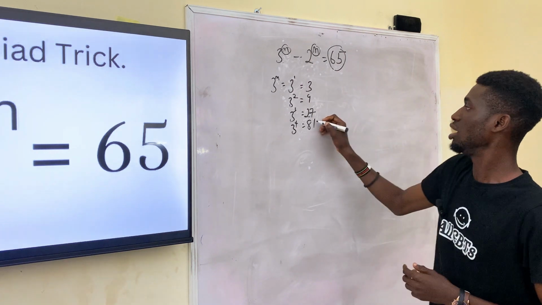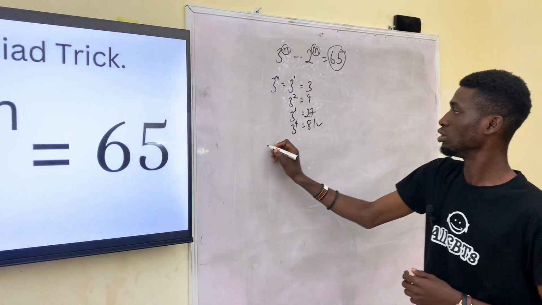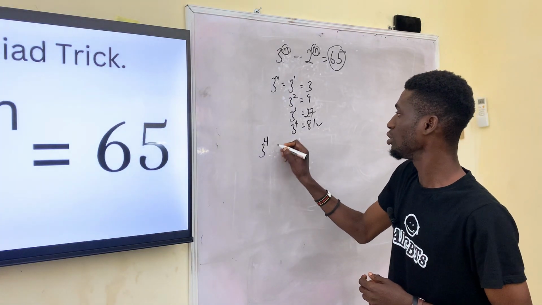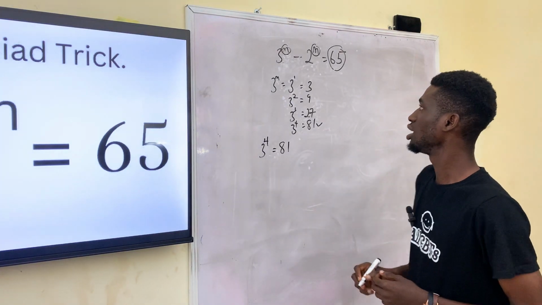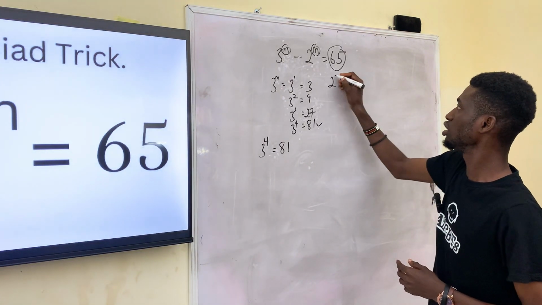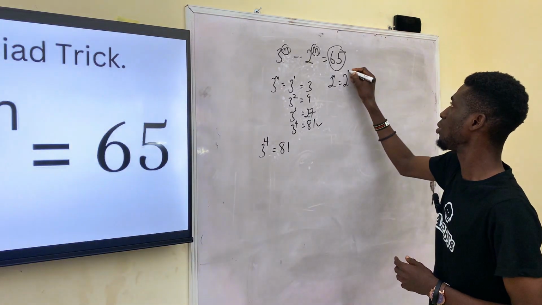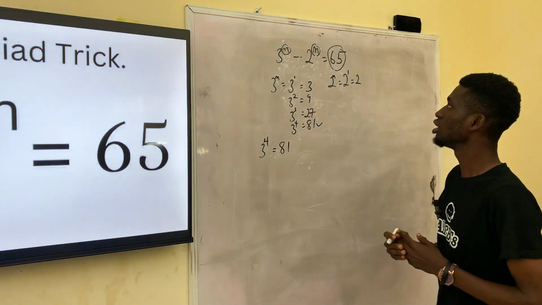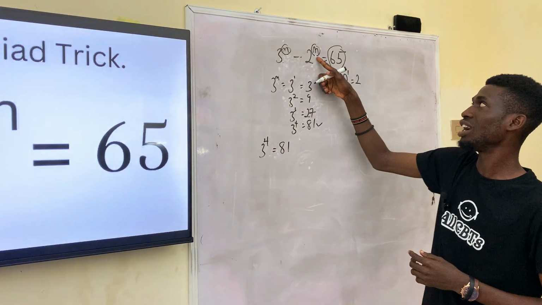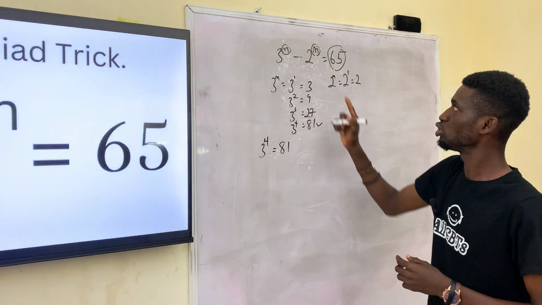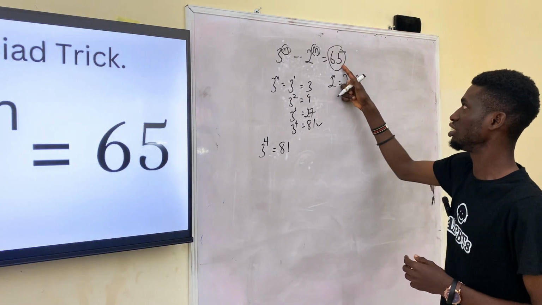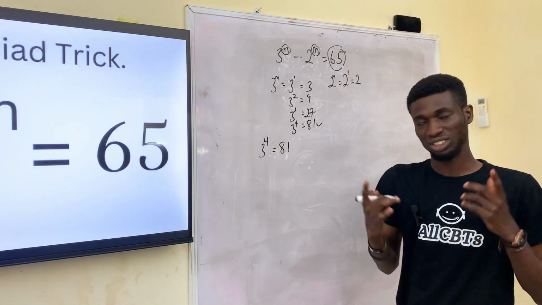So that means we can pick 81. Let's say 3 raised to power 4 gives us 81. Now let's pick powers of 2. 2 raised to power m: if I say 2 raised to power 1, that gives me 2. Like this, you can get the value of m, because if you think about what you can subtract from 81 to give you 65, I think the answer should be 16.